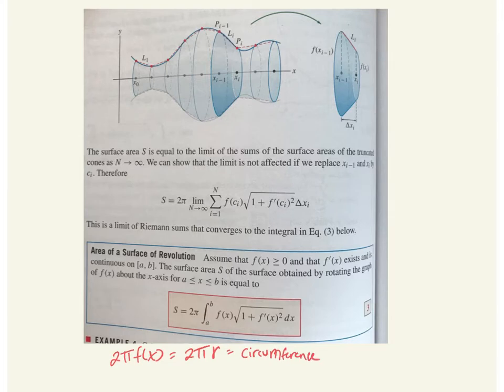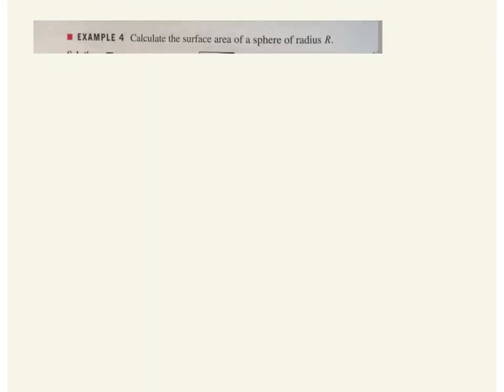And if we take the circumference times the surface length, then we get our surface area. Okay. So this first example for this topic is calculate the surface area of a sphere of radius r. And that's all the information that they gave us. So we have to think about, well, how do we make a sphere?